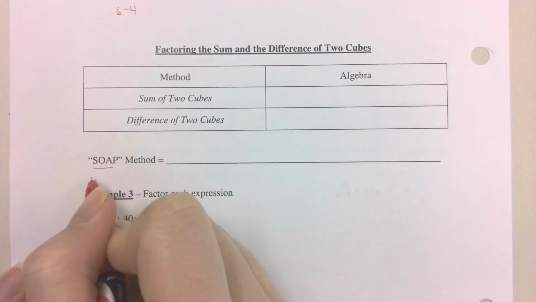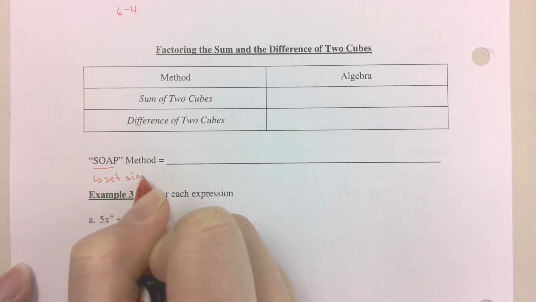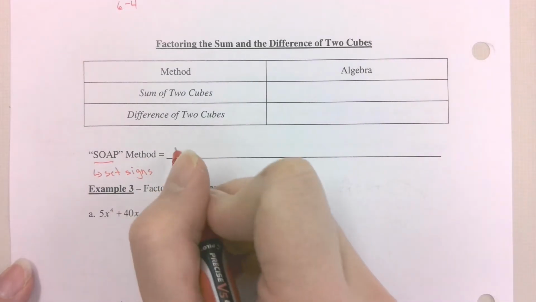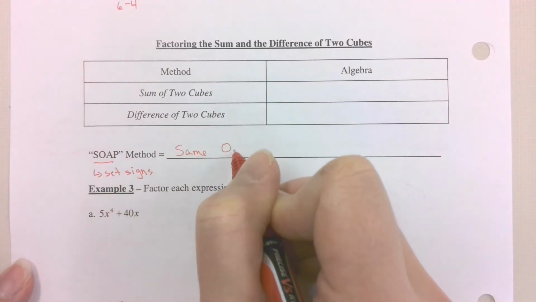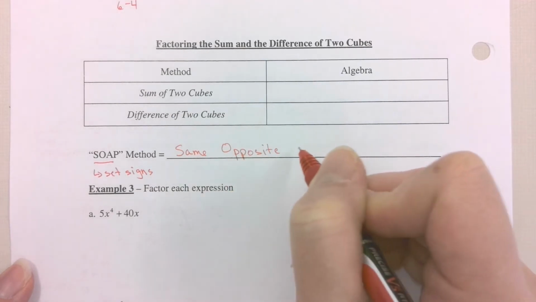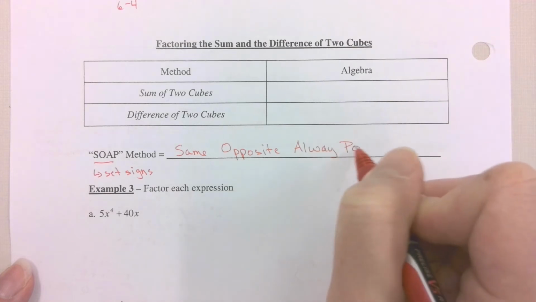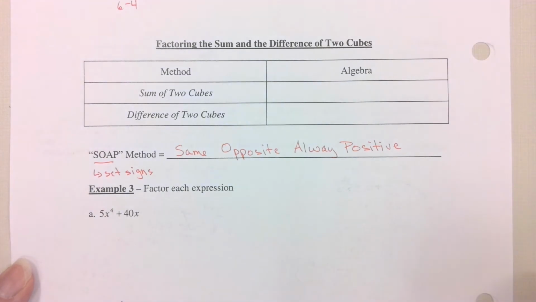The acronym SOAP helps us set our signs. It sets the signs for our factoring, and so I want to review what SOAP stands for. It stands for using the same sign, then the opposite sign, and the last sign is always positive. So it's a quick acronym to help you remember how to set signs.